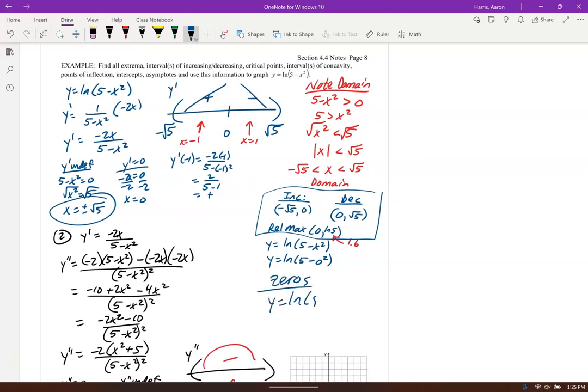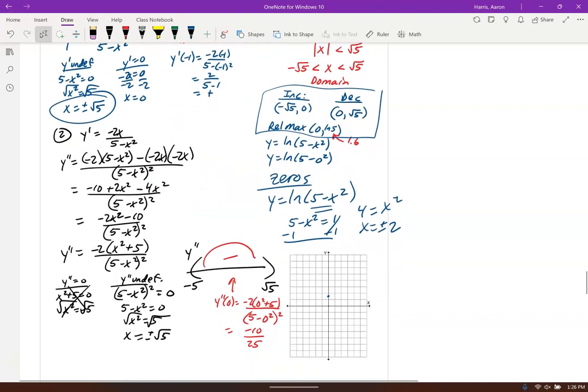Y equals ln of 5 minus x squared. Well, I know the natural log of 1 is 0. So if I can get that to be 1, where does this equal 1? Because I know the natural log of 1 is 0. Let me subtract 1. I got 4 equaling x squared. So x equals plus or minus 2. So I'm going to hit at 2 and negative 2.